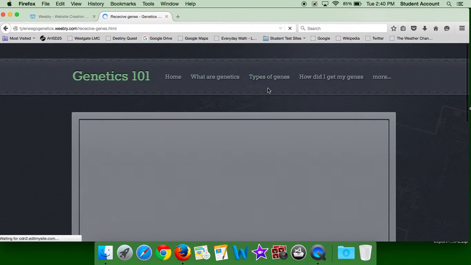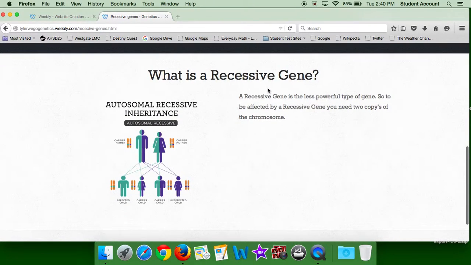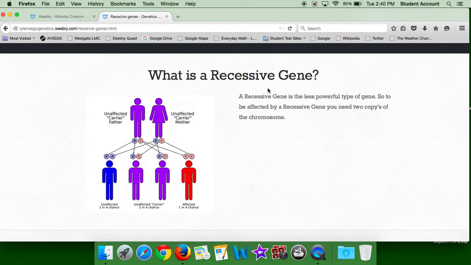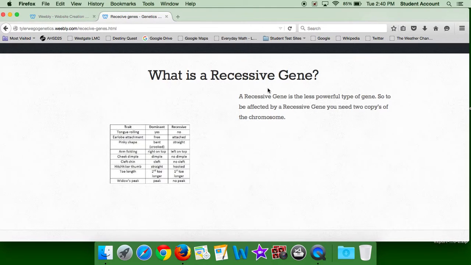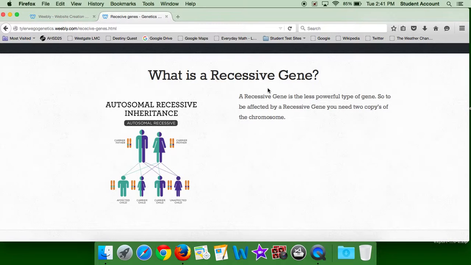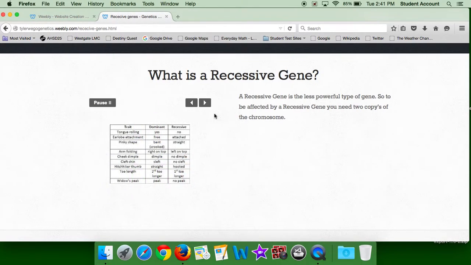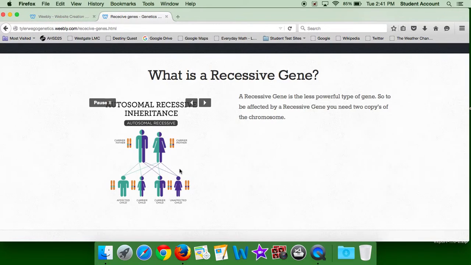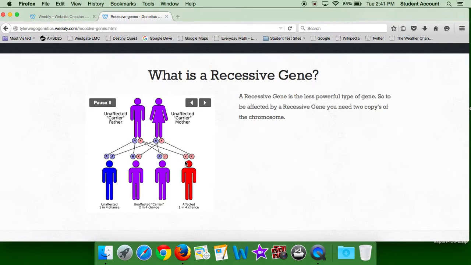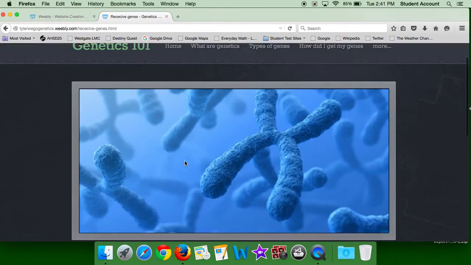So first, recessive genes. A recessive gene is the less powerful type of gene. So to be affected by a recessive gene, you need two copies of the chromosome. And a chromosome is one single copy of a gene. Like one single copy. So to be affected by one, you need at least two copies. And then here are some pictures. So if you can see, these are some traits that you have with dominant and recessive. This is how you can inherit your genes. And this is another way that you can inherit your genes, having recessive genes.